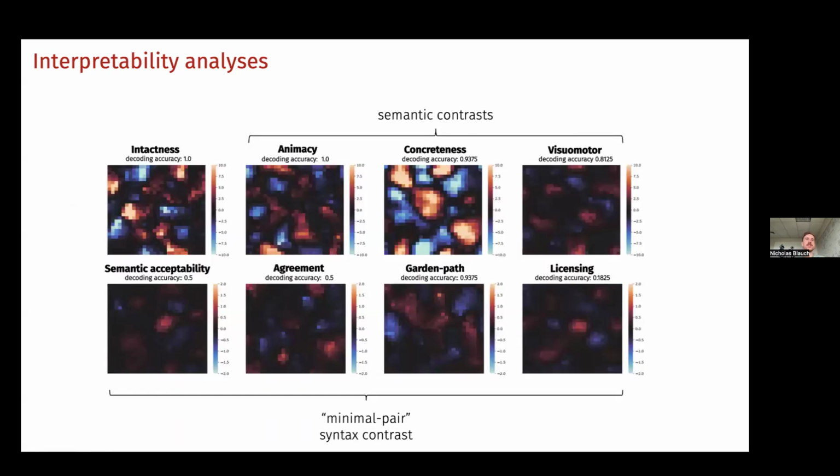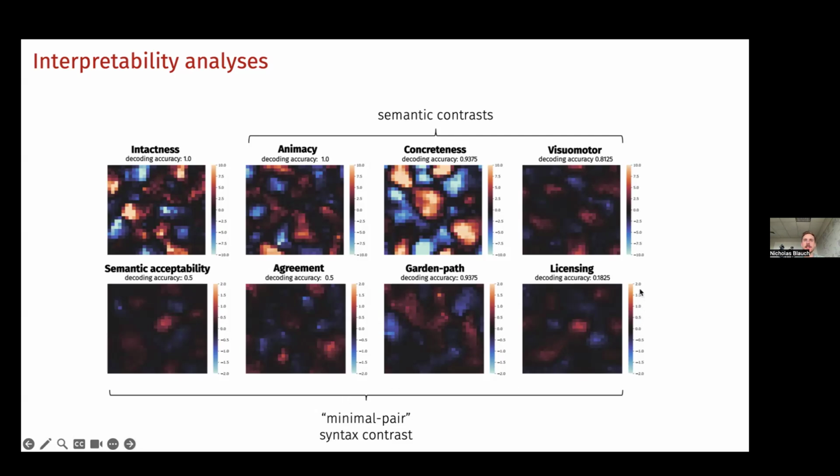So here's what it looks like. We do these contrasts, basically just like an fMRI contrast, where we take the responses to one condition and subtract out the responses to the other condition using a t-test. And what we found is that the intactness and semantic contrasts gave us much greater selectivity than some of these minimal pair syntax contrasts. So we found really strong topographic selectivity for intactness, animacy, concreteness, a little bit less so for visuomotor. And we were able to decode each of these conditions pretty well from the distributed pattern of activations, in contrast with these other ones where we didn't really see much topography.